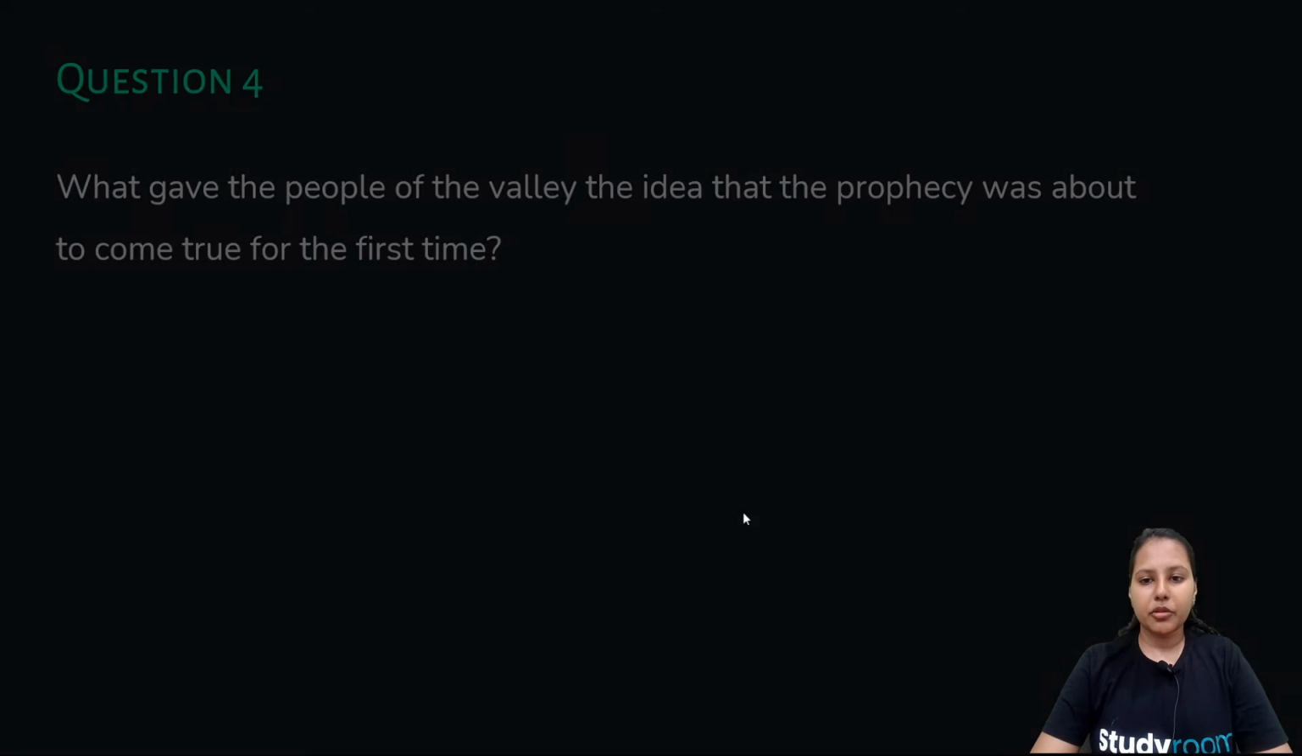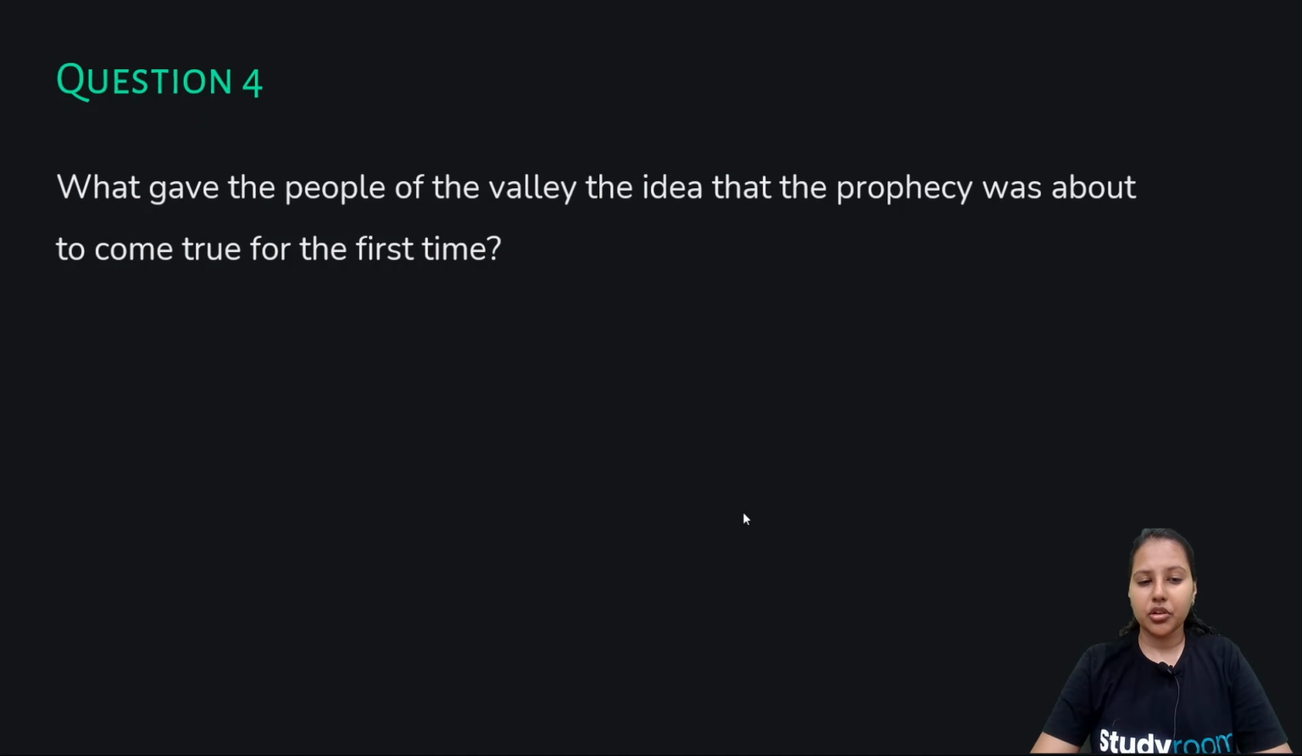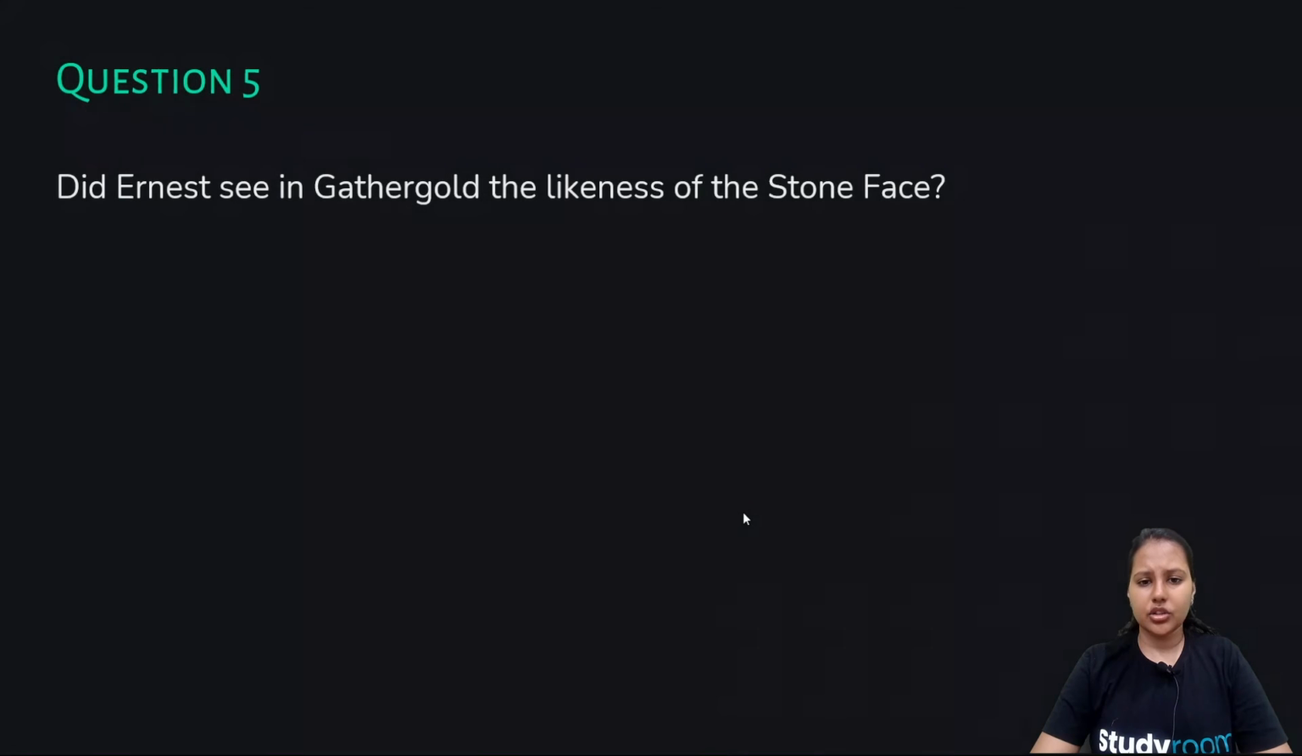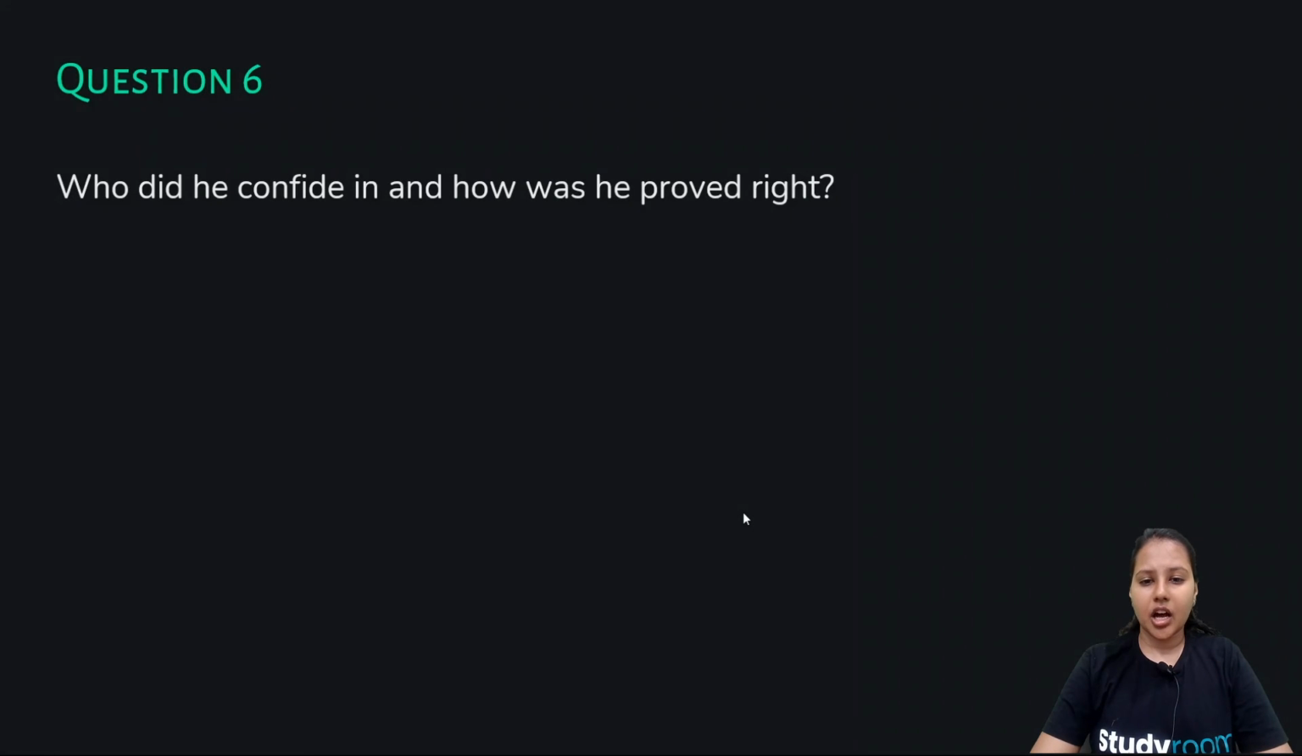Who gave the people of the valley the idea that the prophecy was about to come true for the first time, when this Gathergold was coming? Did Ernest see in Gathergold the likeness? No. Who did he confide in, and how was he proved right? So who did he confide in? His inner soul, which said, "Fear not." And how was he proved right? When he died, people said, "No, he didn't resemble."